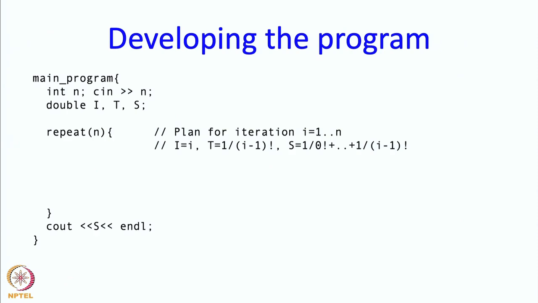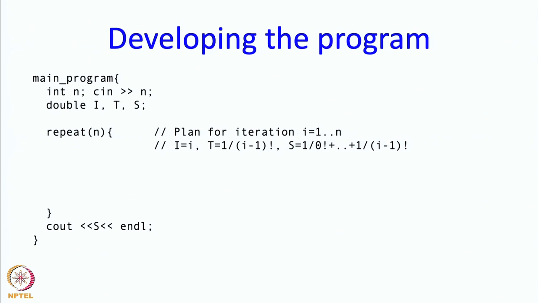Okay, so now we are going to develop the program. What we have said so far allows us to write this skeleton. So we have the main program. First, we are going to read the input. Of course, we are going to define the variable n. Then we are going to define the variables we said we need, I, T, and S. And then we also said that we need a repeat loop. And so we are going to have a repeat with count of n. And then finally, we are going to print out the sum, which we are hoping will be in the variable s.